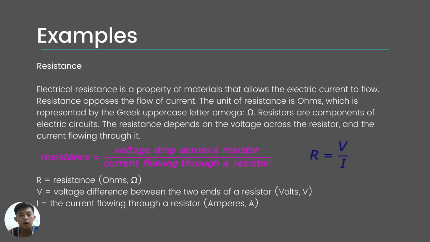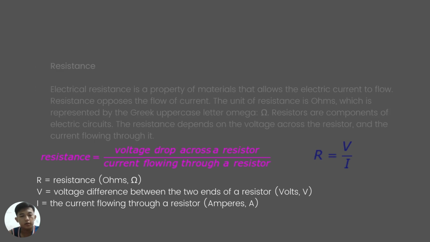This is the formula of resistance. R is equal to V over I. R represents the resistance in ohms. V represents the voltage difference between the two ends of a resistor, and I represents the current flowing through a resistor in amperes.